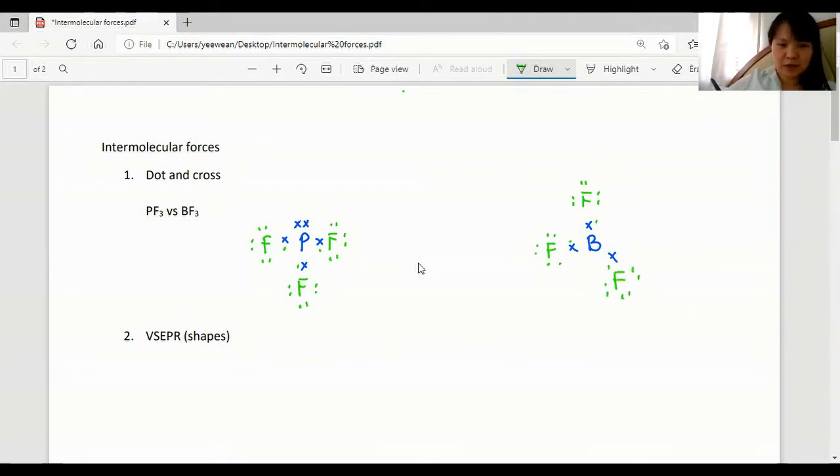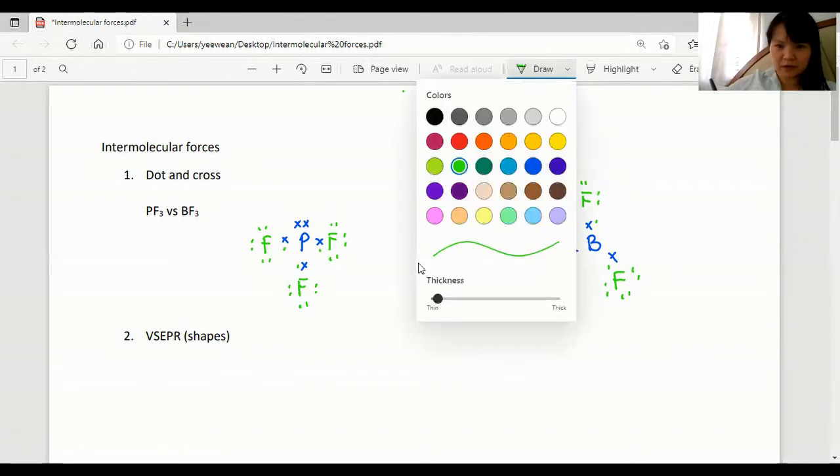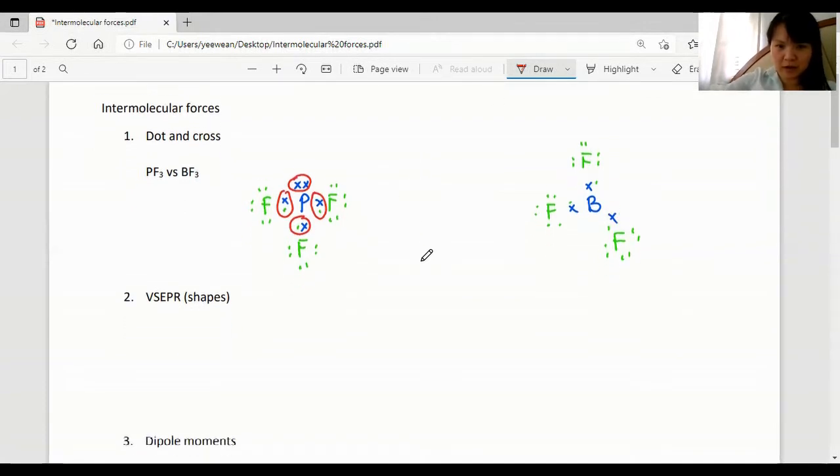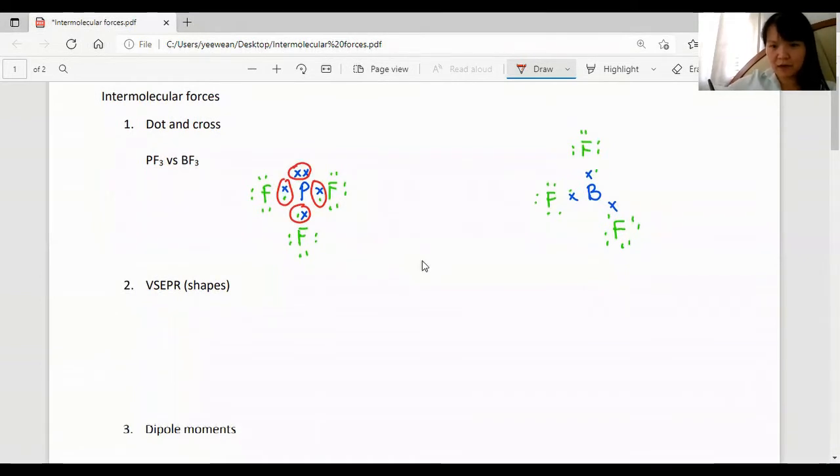So next we need to determine the number of lone pairs and bond pairs. So there's 1 lone pair, 3 bonded pairs. So the shape would be trigonal pyramidal. It looks something like ammonia. And BF3 is trigonal planar, as it has 3 bonded pairs with no lone pairs.